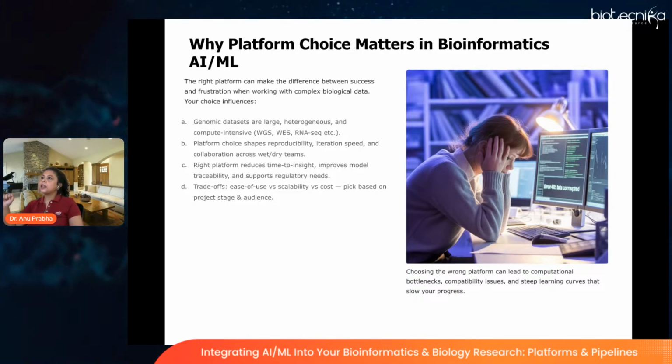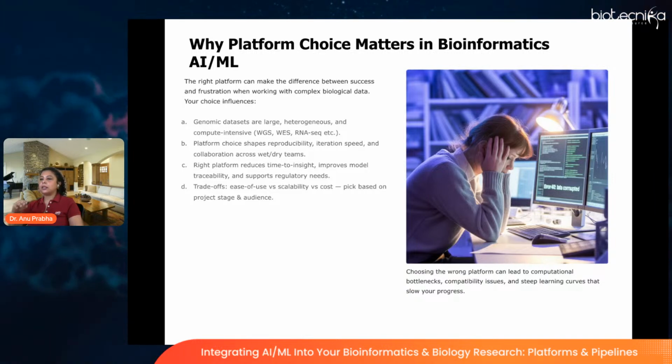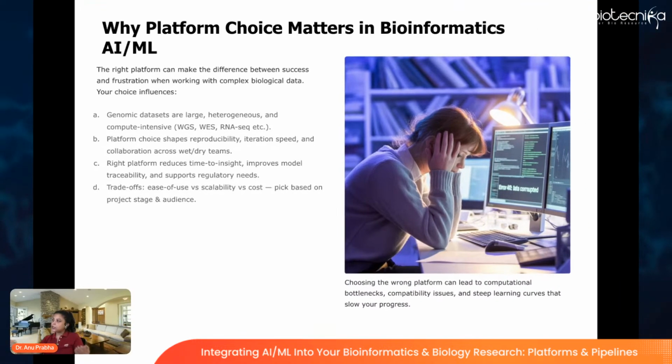Also, it can help you in creating a proper versioning system that can help you trace your steps back in case something goes wrong. It will also help you understand what modules of the pipeline are working or not working, how to do troubleshooting, and so on and so forth.